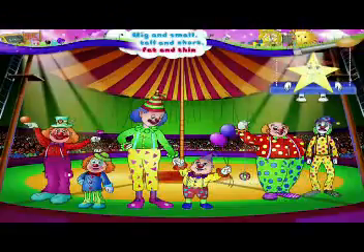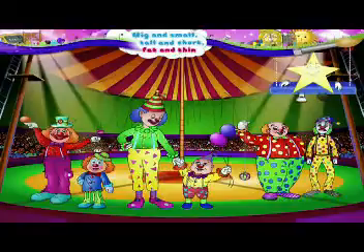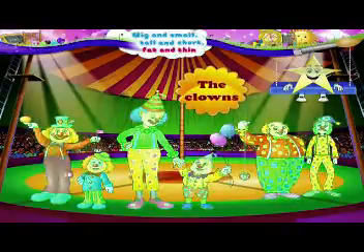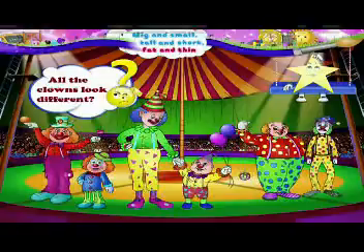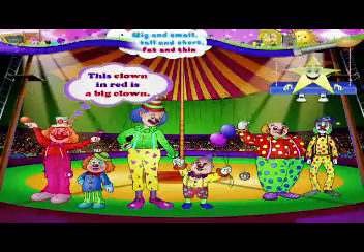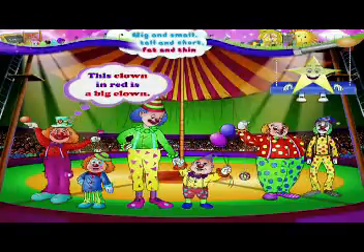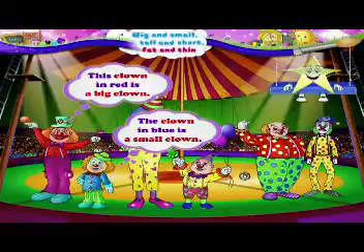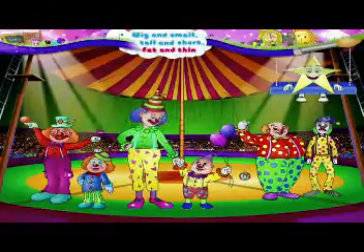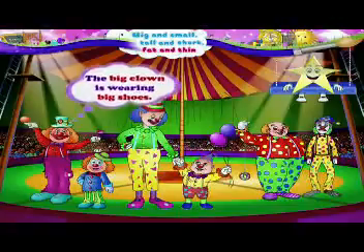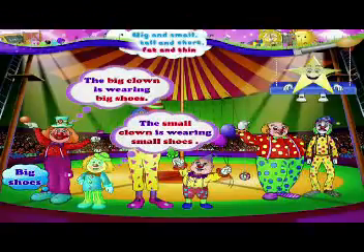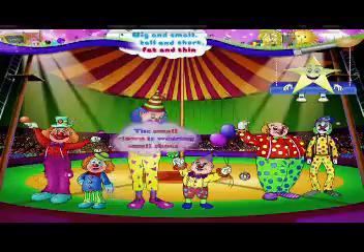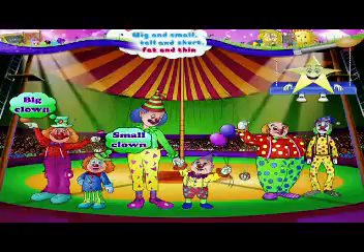Here we are inside the big tent. Just in time to see the clowns. Starry, have you noticed all the clowns look different? This clown in red is a big clown, while the clown in blue is a small clown. Aren't they funny, Starry? The big clown is wearing big shoes, and the small clown is wearing small shoes. Big clown, small clown. Big shoes, small shoes.